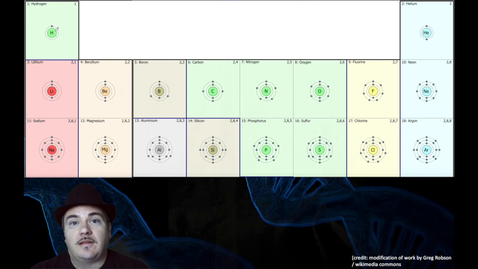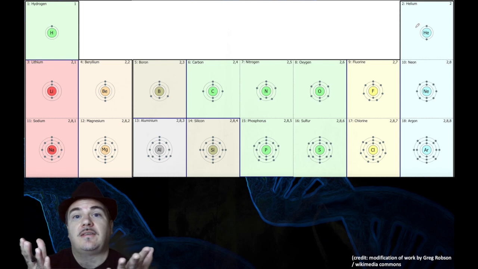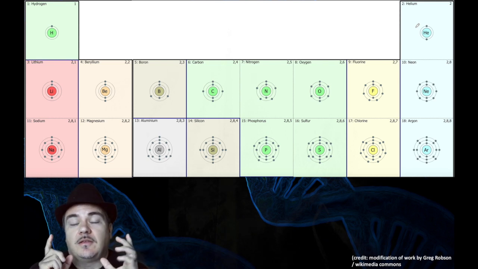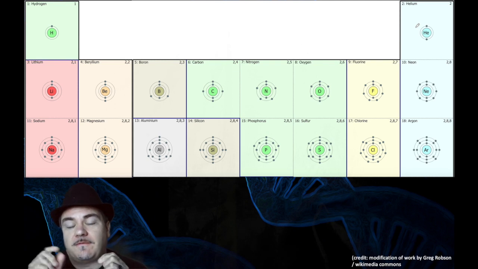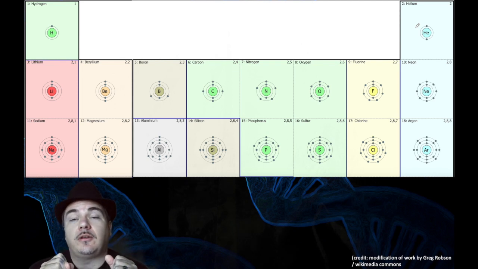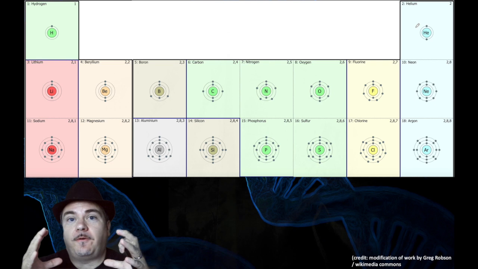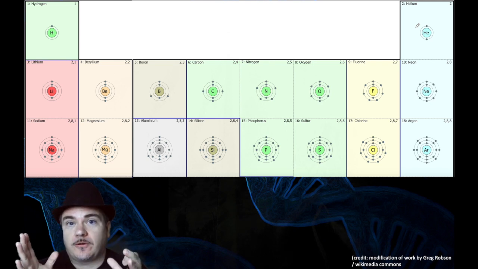Okay, then the next element has an atomic number of 2, that's helium. So helium with an atomic number of 2 has 2 protons, therefore 2 electrons. So we put the 2 electrons, the 2 dots, in that first electron shell. Okay, so the next element, which has an atomic number of 3, that would be lithium. Okay, there's a bit of a problem. And the problem is that first electron shell can only hold at most 2 electrons, and it's full. It can't fit any more.